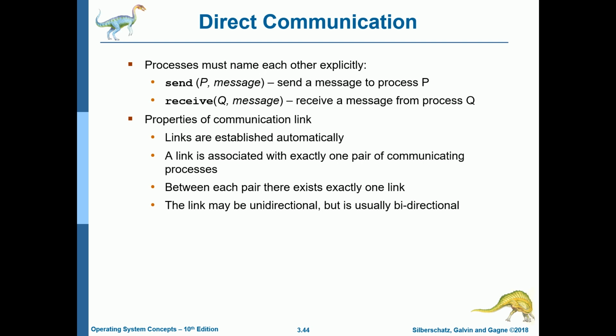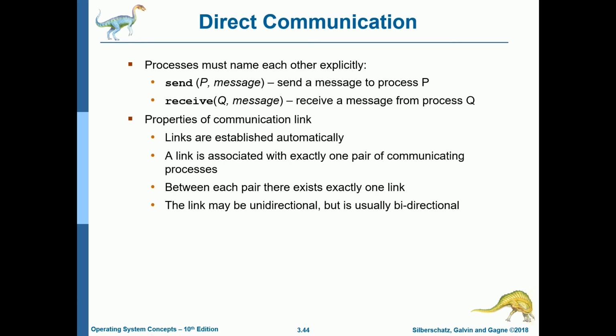Now, in order to do it this way, a communication link in this scheme has to have the following properties. A link is established automatically between every pair of processes that want to communicate. The processes need to know only each other's identity to communicate. In addition, a link is associated with exactly two processes. And also, between every pair of processes, there exists exactly one link.